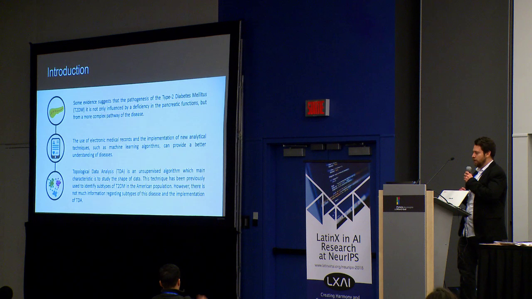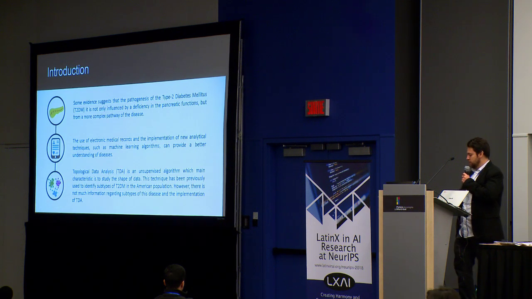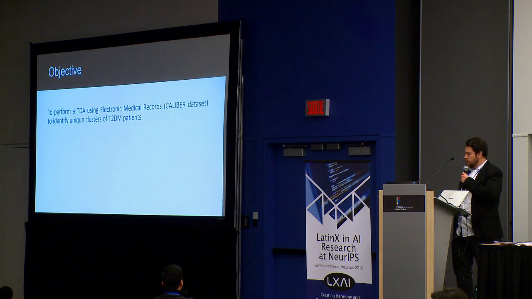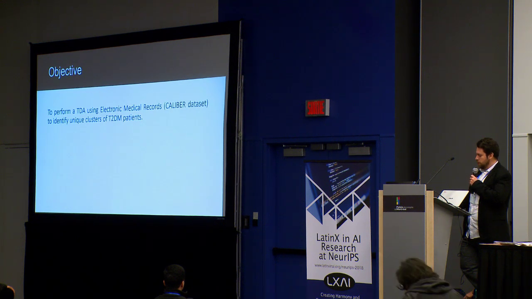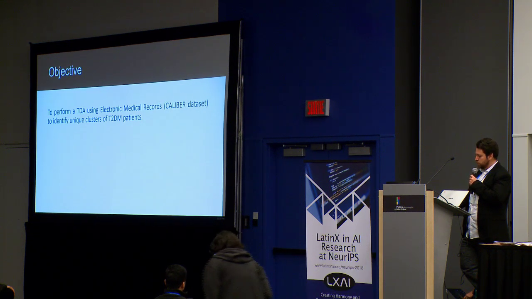Use in different data sets. According to the different papers, it has a better performance than other unsupervised methods such as PCA or K-means. There has been another paper that also used TDA to identify subgroups of type 2 diabetes patients using genetic data as well. So the objective of this study is to perform a TDA using electronic medical records to identify unique clusters of patients with diabetes mellitus.